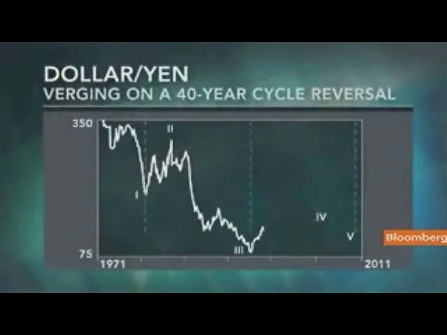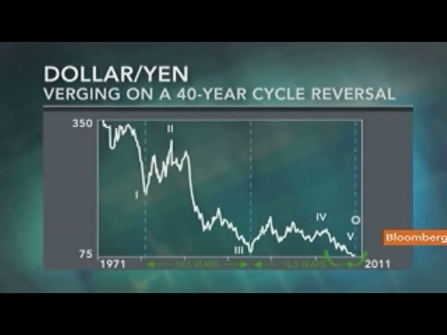The first one is the U.S. dollar against the Japanese yen, verging on a 40-year cycle reversal is the title. Just take us through this. Well, this is set to be one of the biggest trades in 2012 to look forward to. And this is basically a very long-term chart of the dollar-yen, which will symbolize broad Japanese yen weakness.